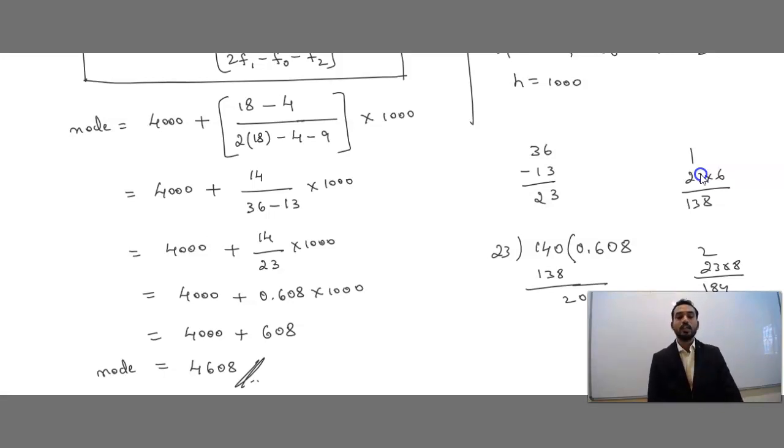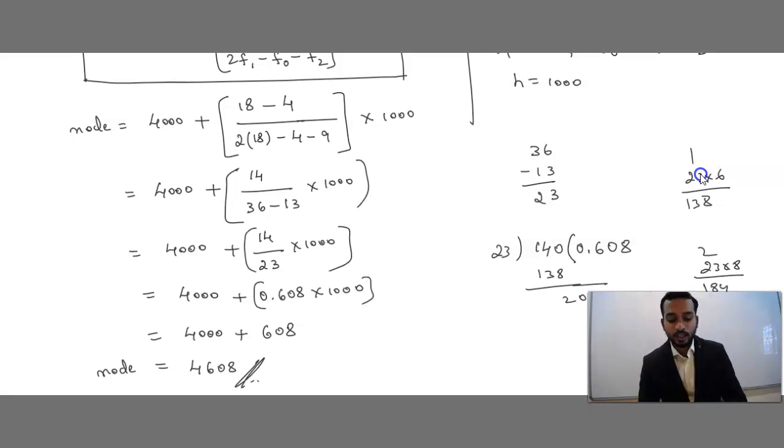4608. Any doubts? See children, you should remember the calculation, that's it. See the 4000, take these numbers separately and calculate these values. If you want, you can multiply 14 into 1000, 14,000, then divide by 23. If you feel it is a bigger number, just divide 14 and 23 first. Multiply that number by 1000, we get this answer 608. Then you add it to 4000. So 4608. So this is the way we have to find the value of the mode.